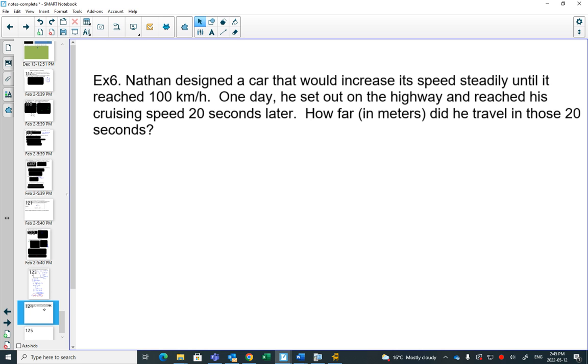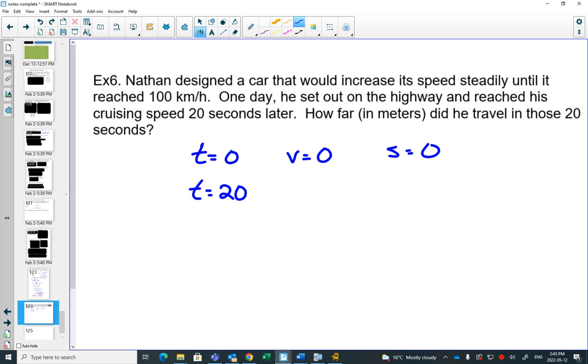There you go. You use your physics formula, and we'll do it in calculus form. So what do we have here? We have at time 0, velocity is 0, and displacement is 0. We're given that. We're also given that 20 seconds later, our velocity is 100 kilometers per hour.